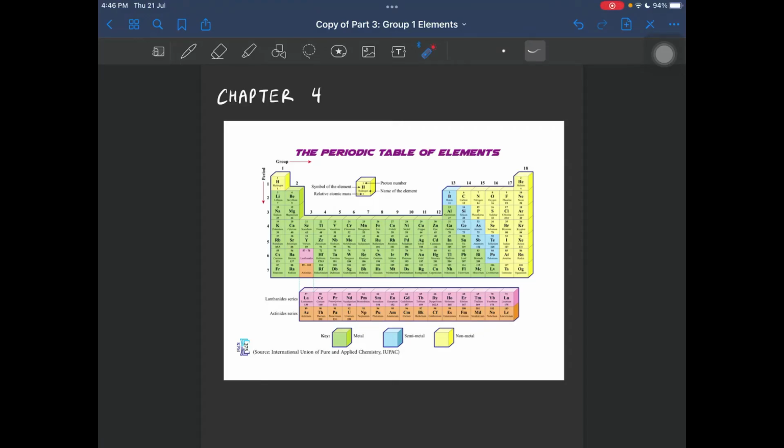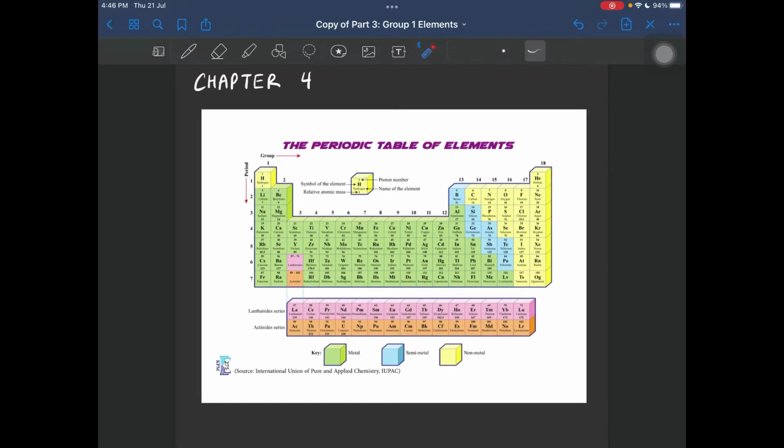Hello everyone. So today we will be looking at Form 4 Chapter 4, the Periodic Table of Elements, Part 3, Group 1 Elements. Before we start going into Group 1 Elements, let us have a short recap session of what we've learned in Part 1 and also Part 2.